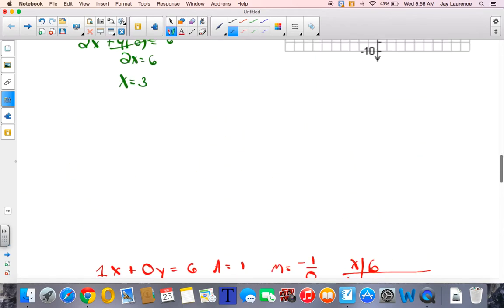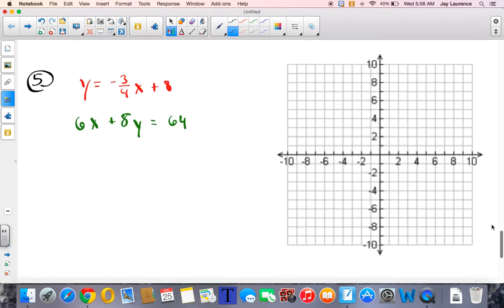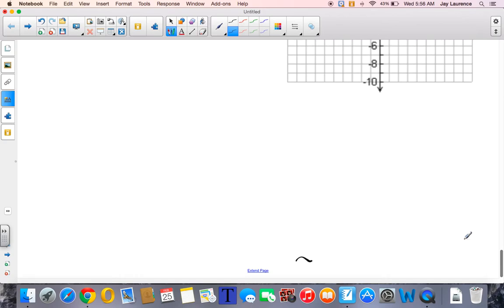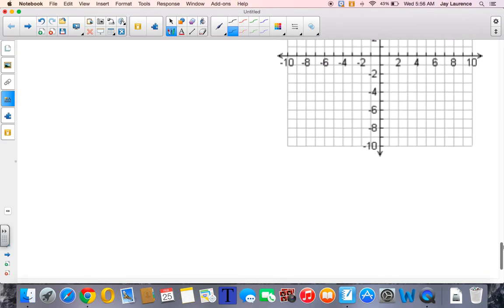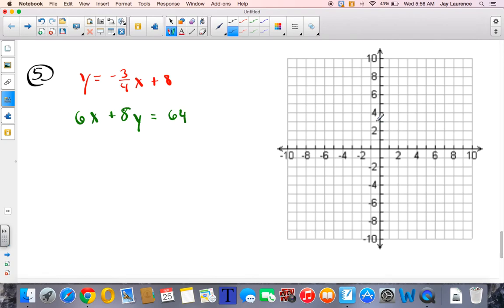All right. So sometimes a system won't have a solution, or it could have an infinite number of solutions. Okay? If two lines end up being parallel, we'll say there are no solutions. No solutions, because they'll never intersect. If two lines end up being the same exact line, we'll say there's an infinite number of solutions because they cross everywhere. You're thinking, wait a minute, how can that happen?